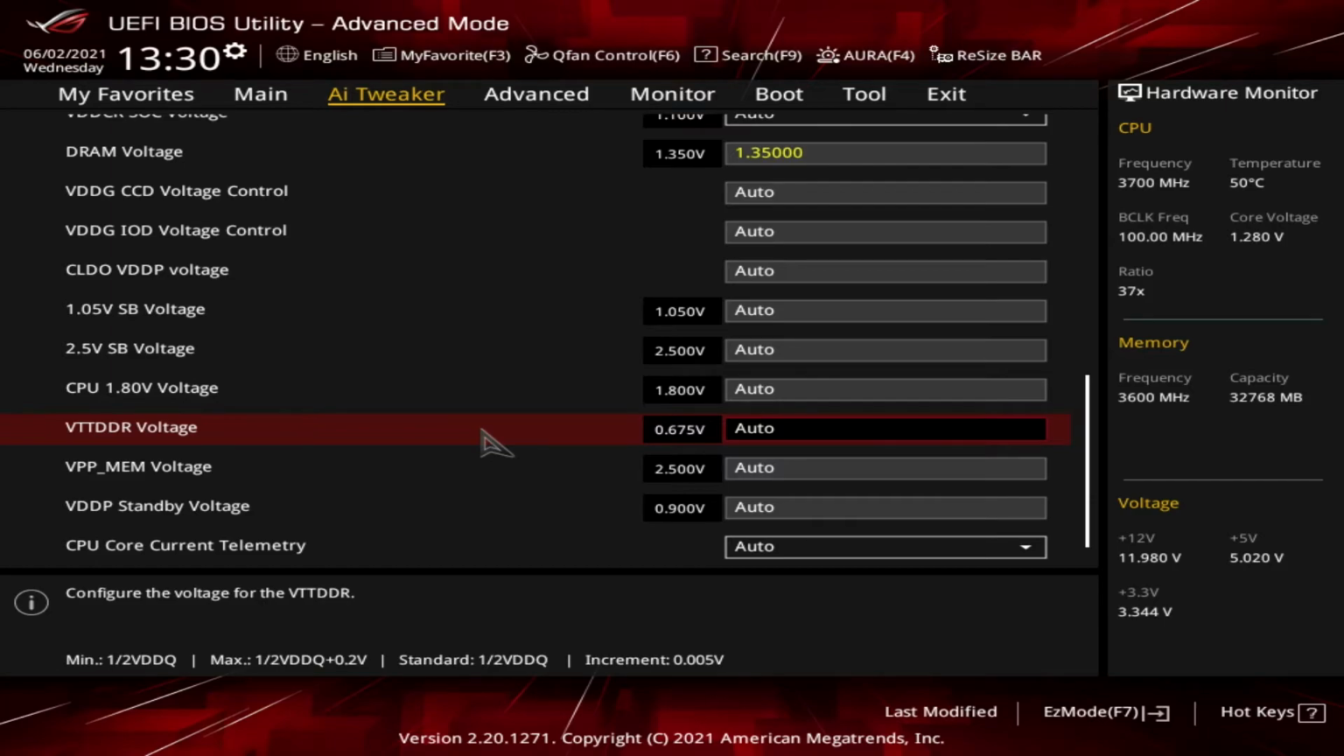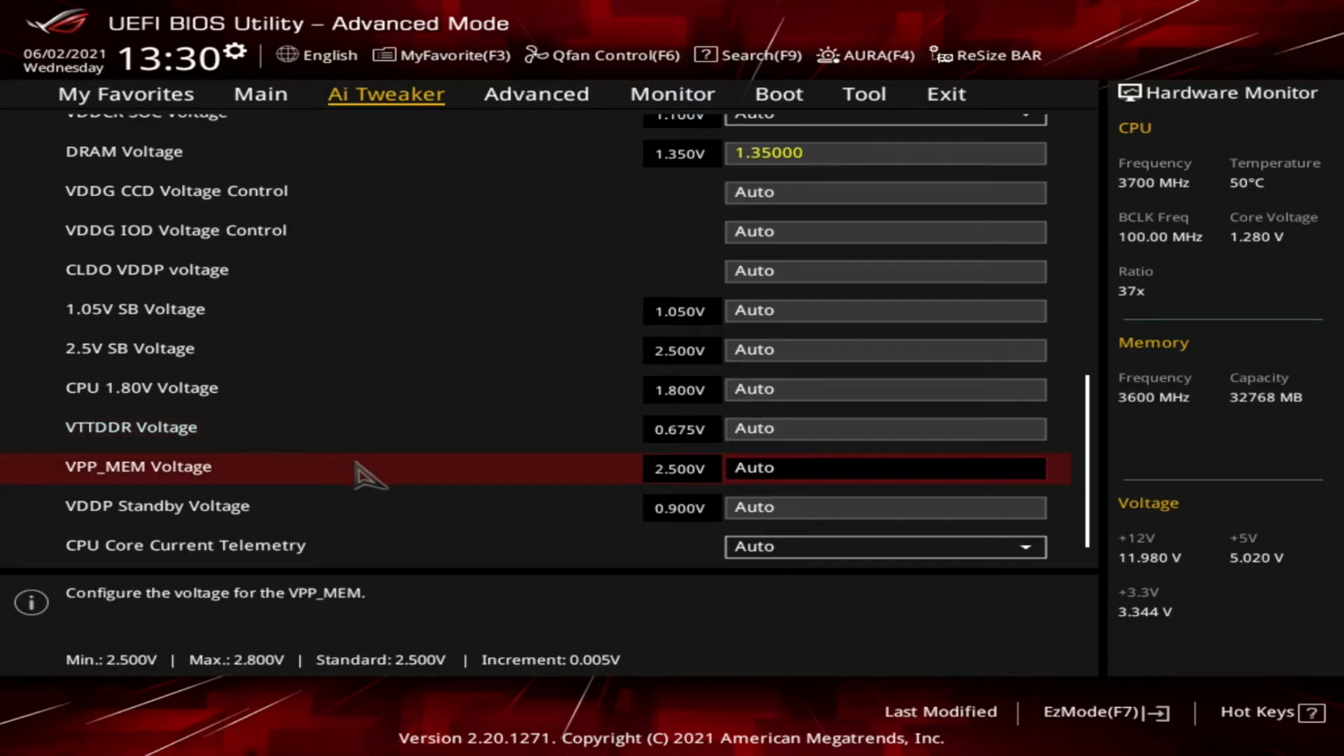Next, we have the Vtt Ddr voltage. This is the voltage used to control the impedance of the bus in order to achieve high speed and maintain signal integrity. Then we have the Vpp Mem voltage, which determines how reliably a DRAM row gets accessed. Obviously, the more voltage, the more reliable and the stronger the signal is.